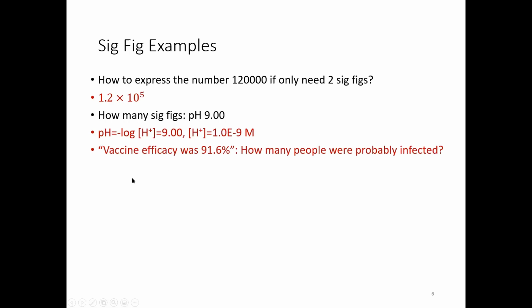So let's try this example. We've seen that quite a bit from newspapers. We have a COVID vaccine and the vaccine efficacy was 91.6%. Then based on that result, can we guess how many people were probably infected during the trial? Well, let me ask you this. Do you know how to get this efficacy data? What's the definition of this efficacy?